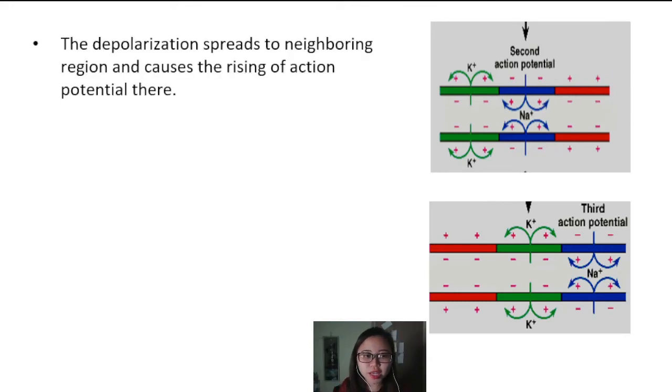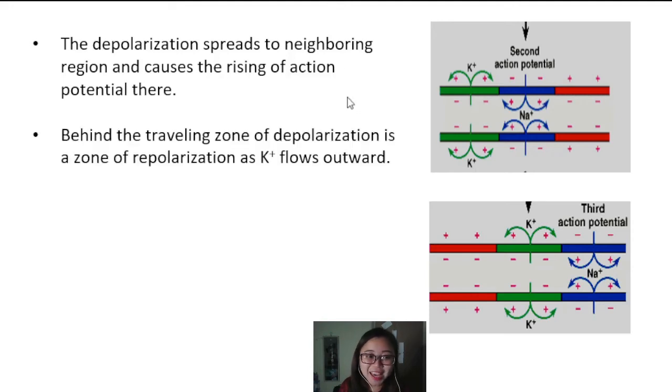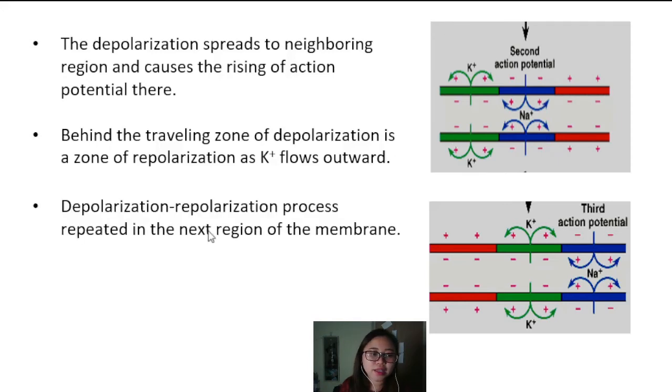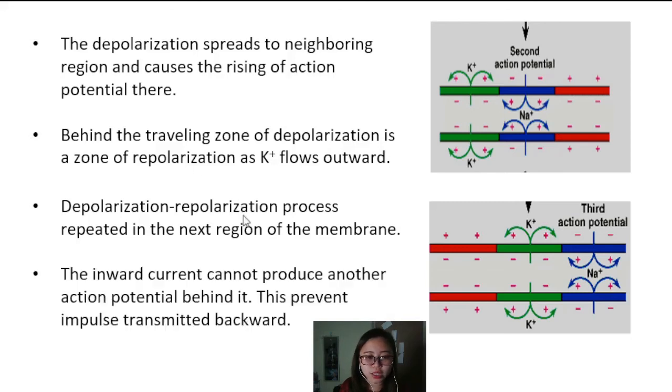Depolarization spreads to neighboring regions and then it causes the rising of action potentials there. Behind the traveling zone of depolarization is a zone of repolarization as potassium ions flows outward. Okay, so ini masuk kepada fasa yang kedua. Di belakang ini masuk ke dalam fasa yang ketiga misalnya. Okay, and then this depolarization, repolarization process is repeated in the next region of the membrane. So satu demi satu, dia orang ikut giliran.